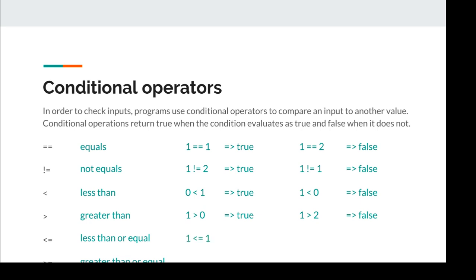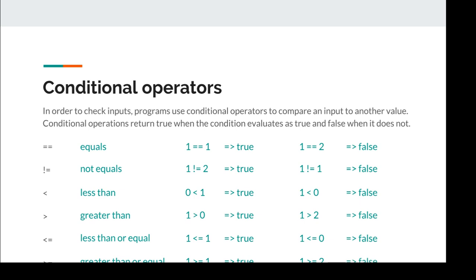So we can use this kind of comparator too. It's true as long as the one on the left is either less than or equal to the one on the right. So 1 less than or equal to 1 is true. 1 less than or equal to 0 is false, because 1's greater than 0. Same thing for greater than or equal to. The one on the left is greater than or equal to the one on the right. So 1 greater than or equal to 1 is true, and 1 greater than or equal to 2 is false.